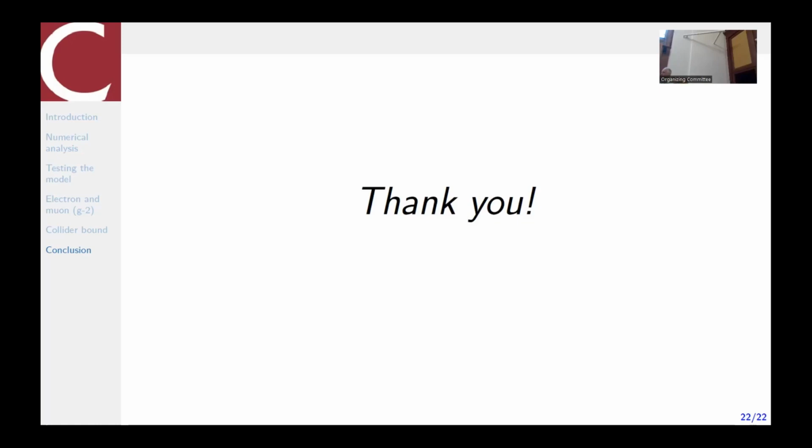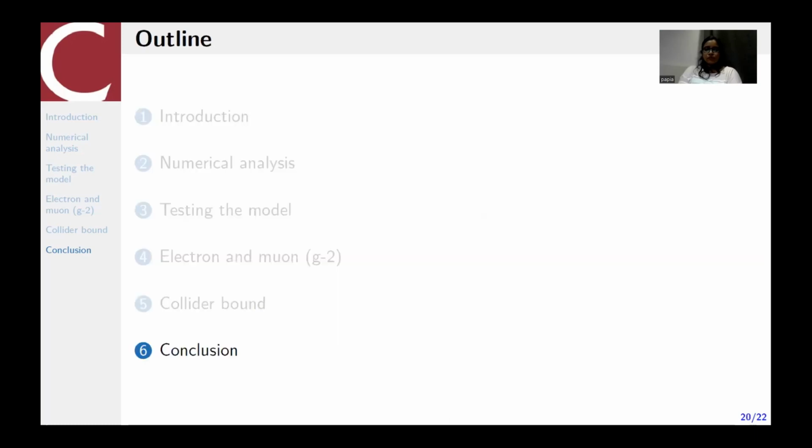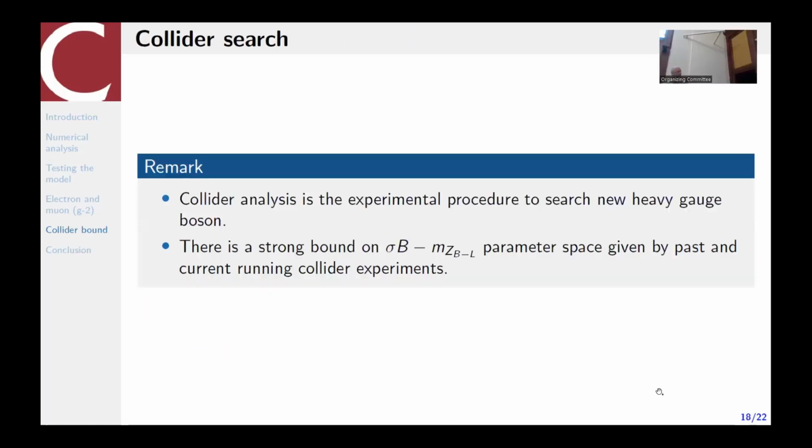I have a short question on slide 18. Yes. Can you see the remarks, please? One of the aims of the collider analysis is to find the heavy gauge boson. Why the new heavy gauge boson? Is it maybe a dark photon or not?